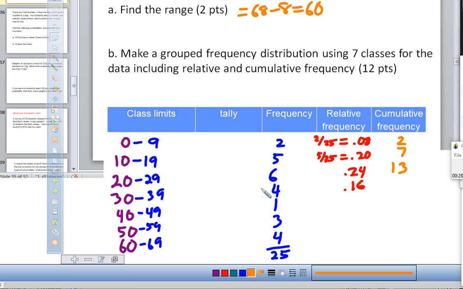So these are our frequencies, the straight up numbers, the whole numbers. The relative frequencies are the fraction or decimal equivalents of those, right? What percentage of the whole are they?